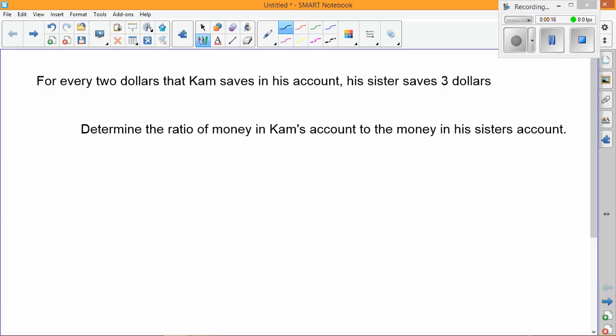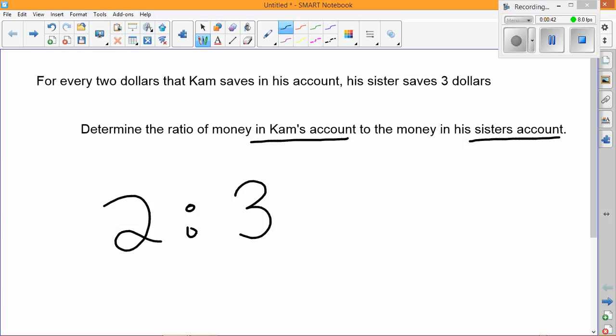The problem states that for every $2 that Cam saves in his account, his sister saves $3. The question asks us to determine the ratio of money in Cam's account to the money in his sister's account. And since order is important, Cam's account has to come before his sister's account. So Cam saves $2 to every $3 his sister saves. So the ratio is 2 to 3, or we can write it as 2:3.